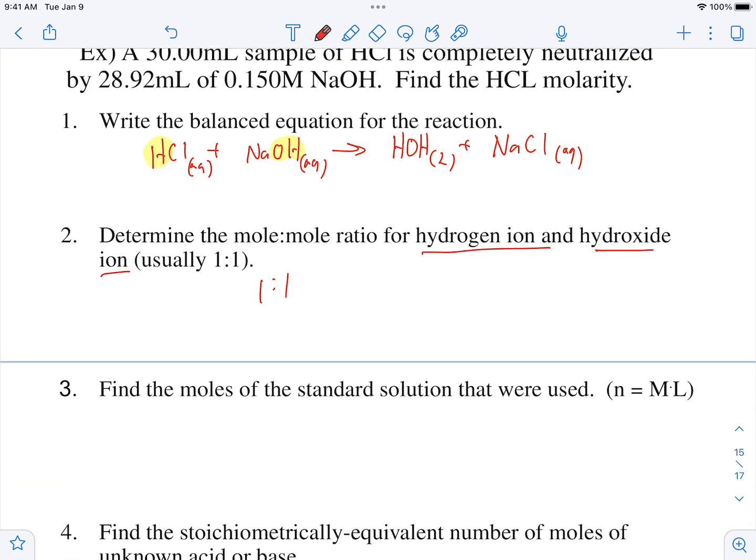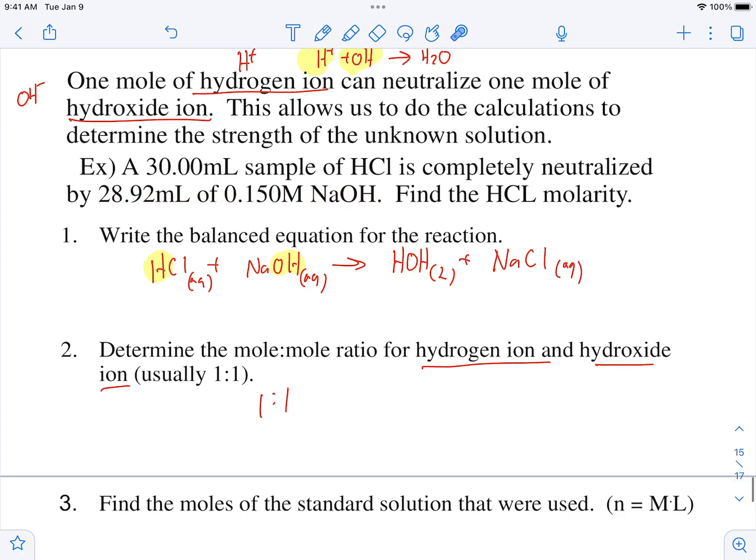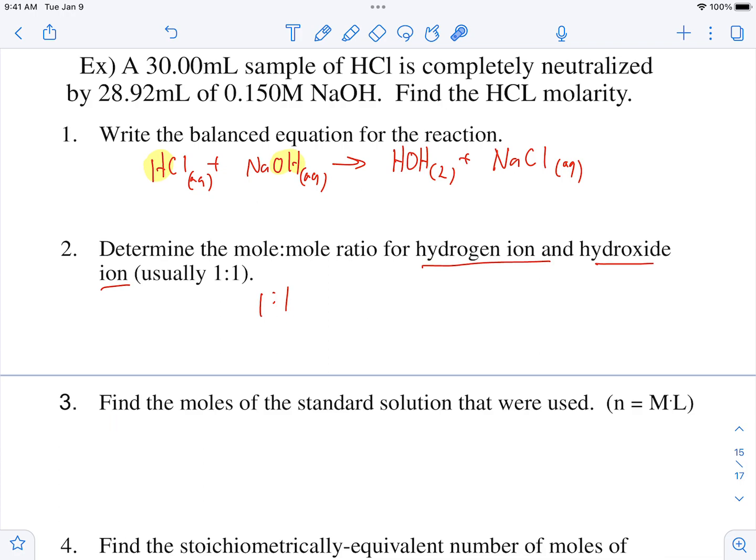Find the moles of the standard solution. So let's go back to the prompt here. We have a 30 milliliter sample of HCl, and we neutralize it during a titration. We used 28.92 milliliters of 0.150 molar sodium hydroxide. Find the HCl molarity. All right, so you can only find moles for the species that you have both the volume and the molarity of. That's this guy right here. So, like you learned last unit, if you multiply the molarity by the volume, you can find the moles. And milliliters has to be converted to liters for this to work.